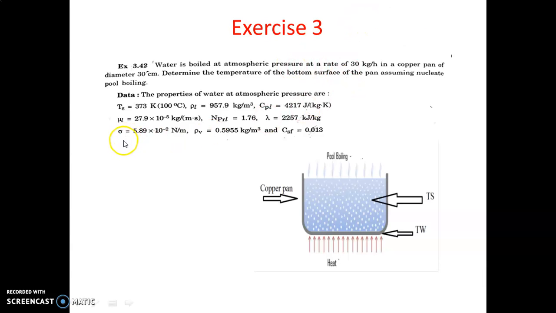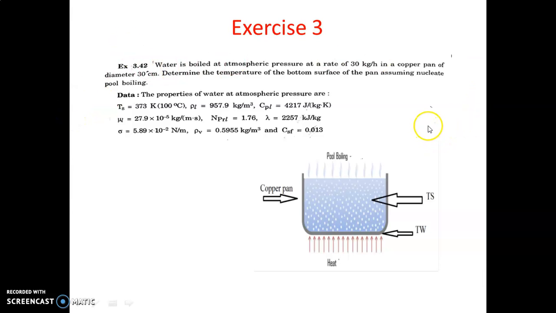Then sigma, the surface tension, is 5.89 into 10 to the power minus 2 Newton per meter; rho V, density of the vapor, 0.59955 kg per meter cube; and CSF, that means the surface-liquid combination constant, is equal to 0.013. So this is the problem given in your book.